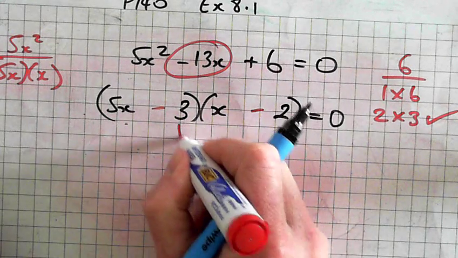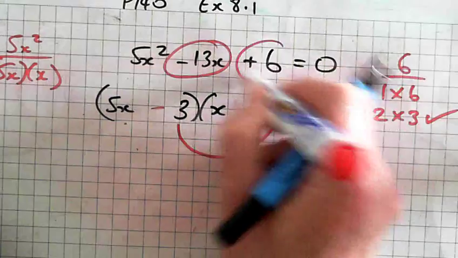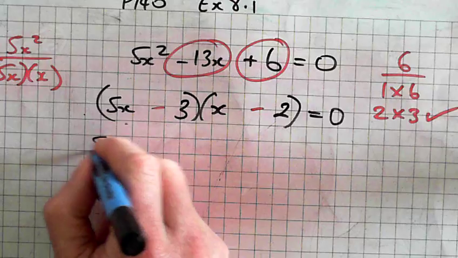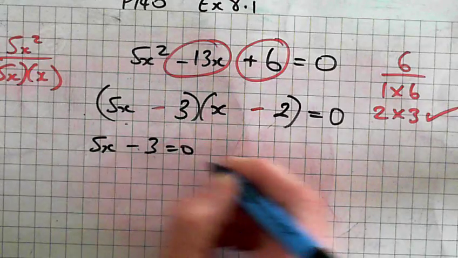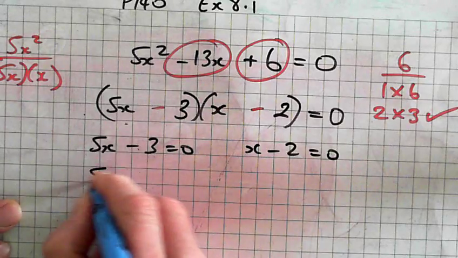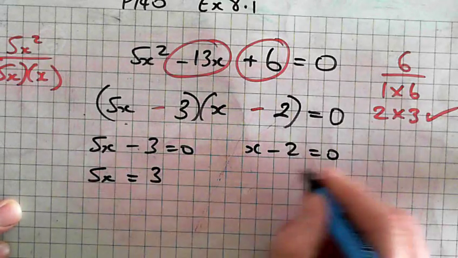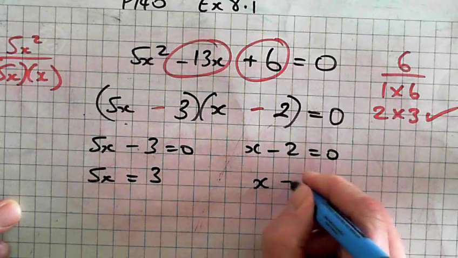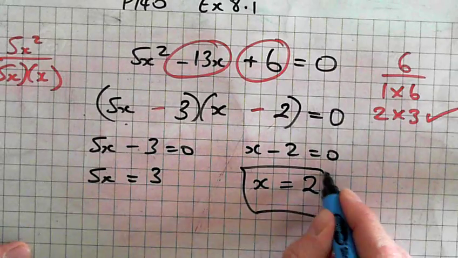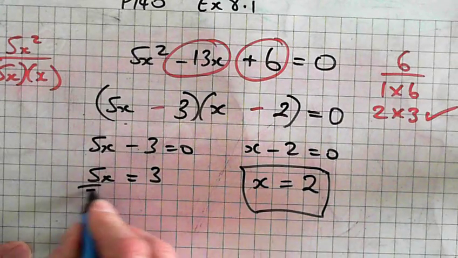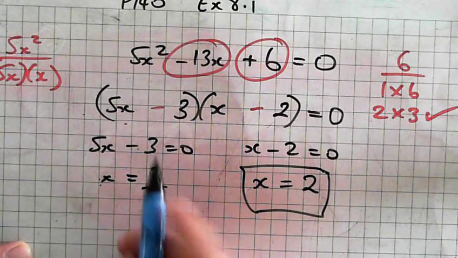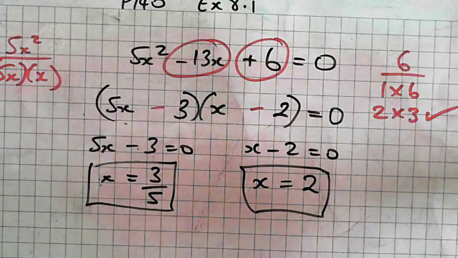Test number 2. Multiply these two numbers. Does it give you a plus 6? Yeah. Alright, now finish it off. 5x minus 3 is equal to 0. X minus 2 is equal to 0. Move the minus 3 across. 5x is equal to 3. And over here, move the minus 2 across. X is equal to 2. Now we divide on this side, there's one answer: 3/5. And this side we divide by 5. 5 divided by 5 is 1. Finished.